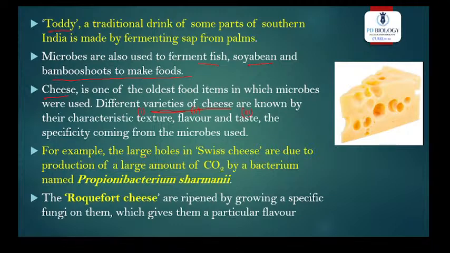For example, one of the important topics of today, Swiss cheese, the large holes are due to the production of a large amount of carbon dioxide by a bacterium, Propionibacterium shermanii. Keep it in mind. And here is the Swiss cheese in front of you. The holes are made by the carbon dioxide. The Roquefort cheese are ripened by growing a specific fungi on them which give them a particular flavor.